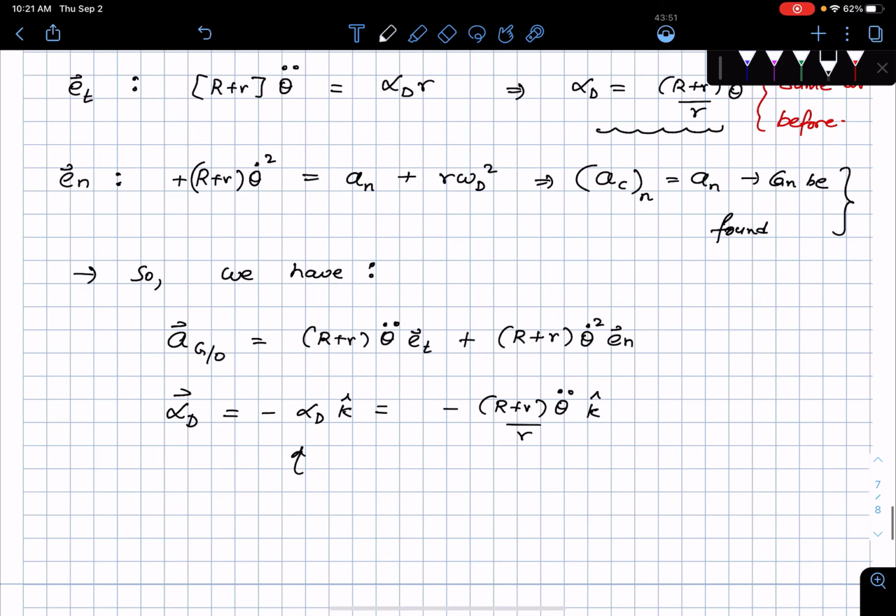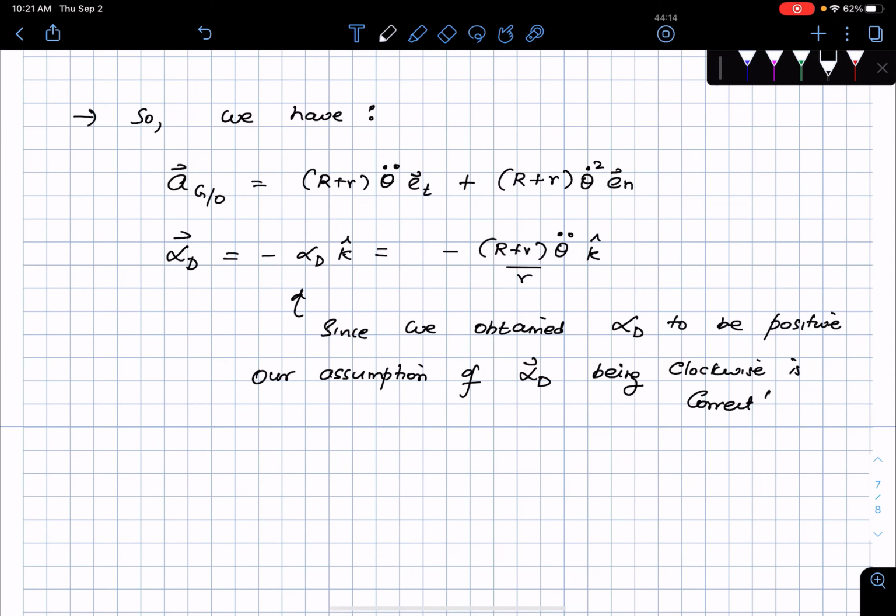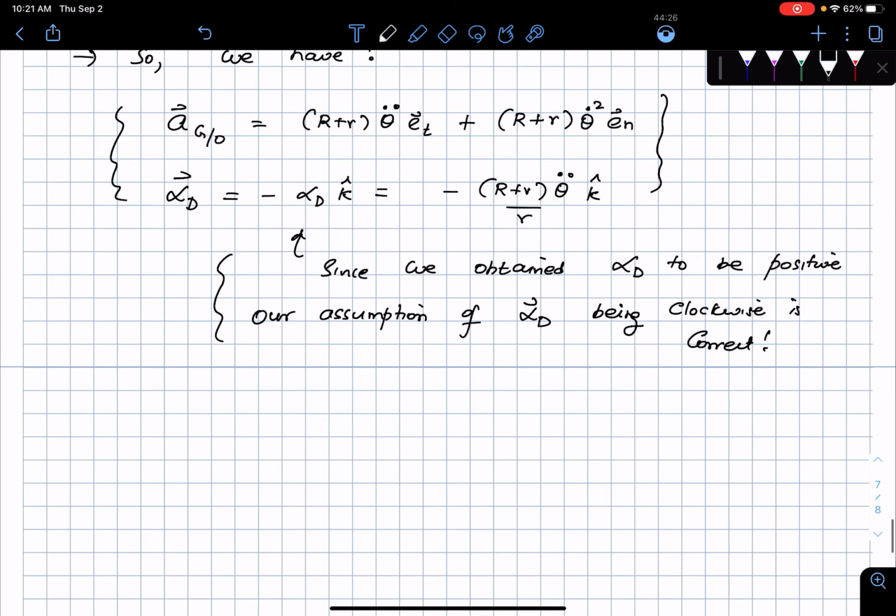Okay, and I want to make a note. Since we obtained alpha disk to be positive, our assumption of alpha disk being clockwise is correct if the disk is traveling the way it is as shown in the previous figure. Okay, so these are the things that we actually need, because this is the end of the kinematics part of the problem. Now we go to the kinetics part of the problem, which is fairly straightforward. We just have to draw the free body and the kinetic diagram. Okay, so the kinetics of the problem.